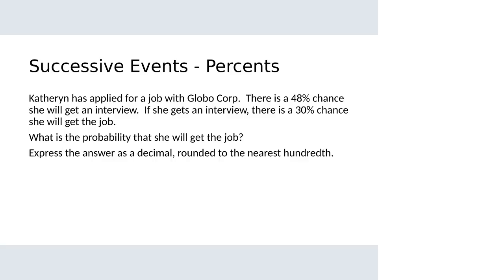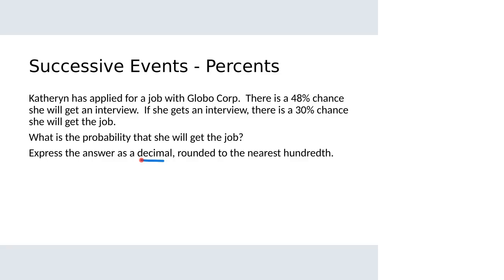Catherine has applied for a job with Globo Corp. There's a 48% chance she will get an interview. If she gets an interview, there's a 30% chance she will get the job. What's the probability that she will get the job? And this time we're going to express our answer as a decimal. I want to make sure you're comfortable writing probabilities as fractions or as decimals, so you're going to see both ways.